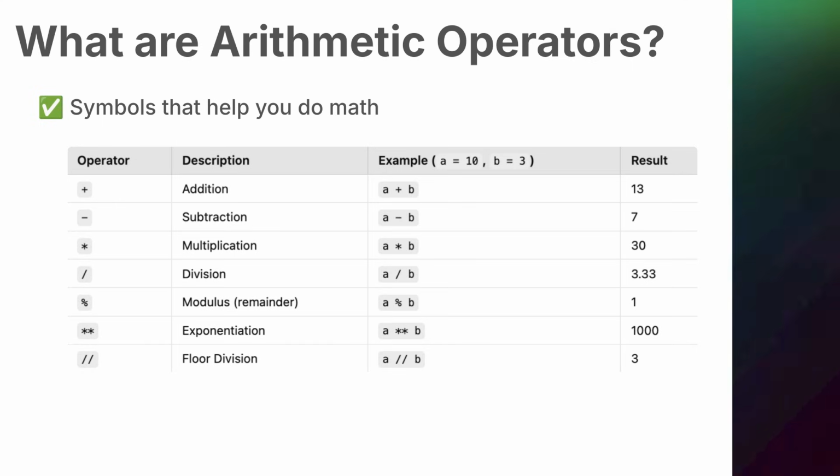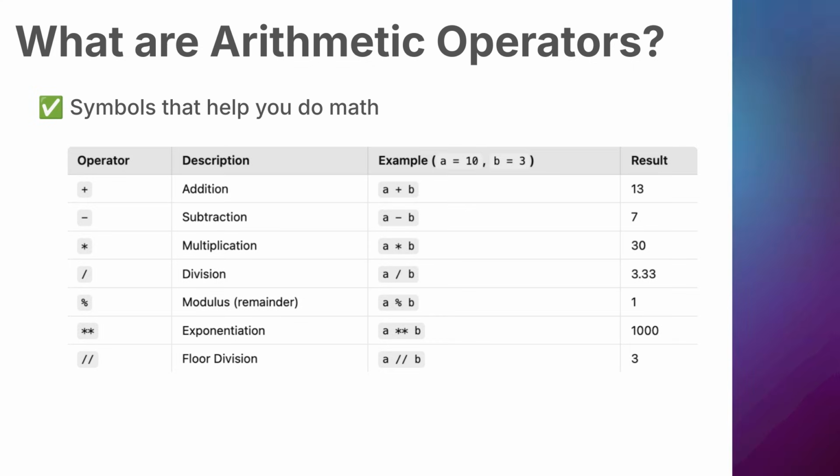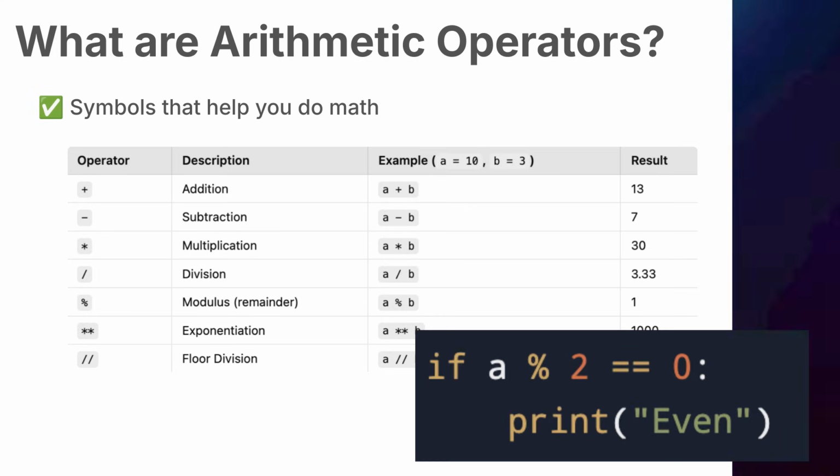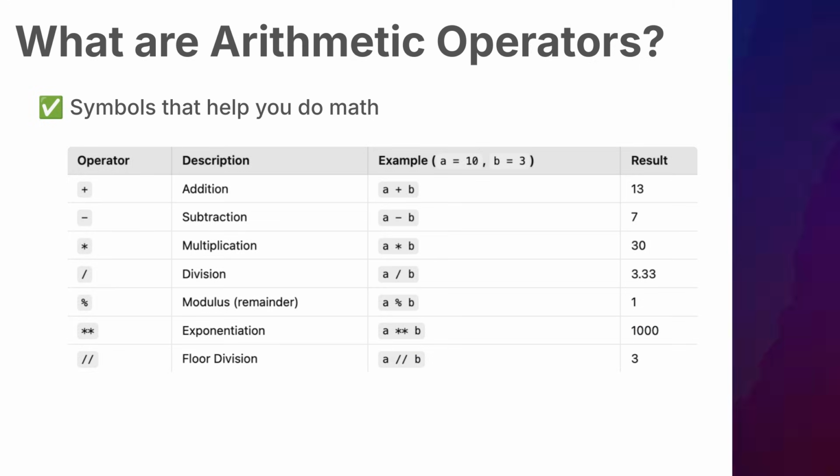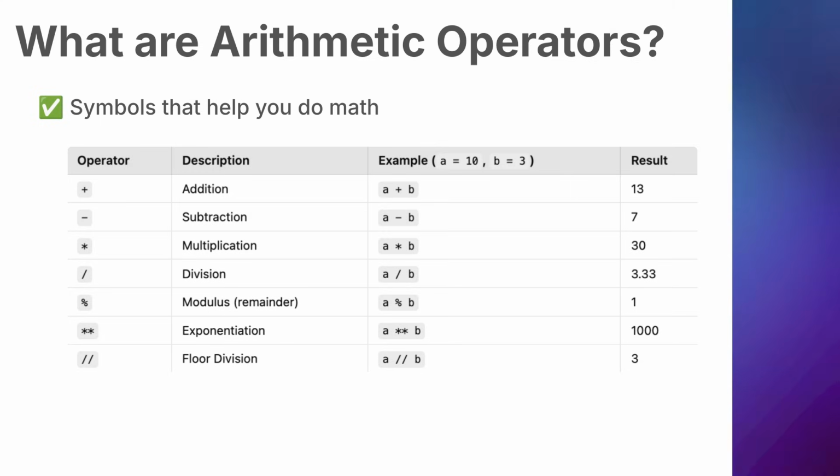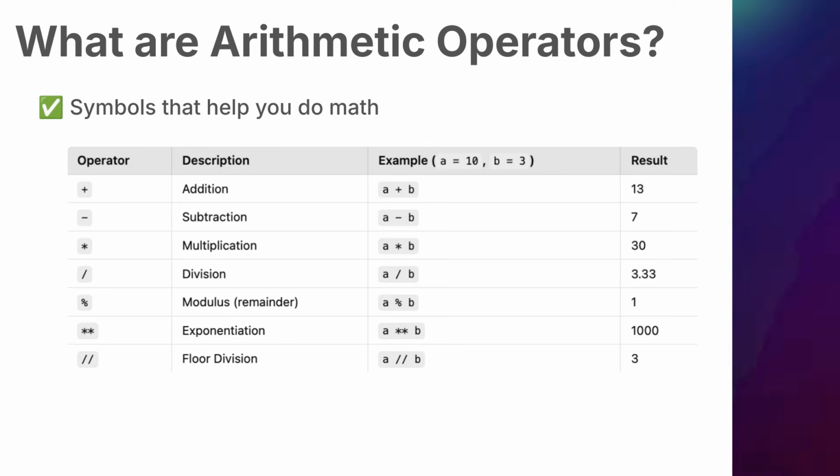Modulus. Gives you the remainder after division. 10 modulus 3 equals 1. The remainder is 1. It's useful to check if a number is even or odd. For example, if a is even, it prints even. Exponentiation. Raises the left number to the power of the right number, like a to the power of b. 10 raised to the power of 3 equals 1000. You can think of power like squaring. Floor division. Divides and gives you the whole number. Drops the decimal part. 10 floor divided by 3 equals 3. Only the whole number part is taken. It's useful when you want only the whole number.